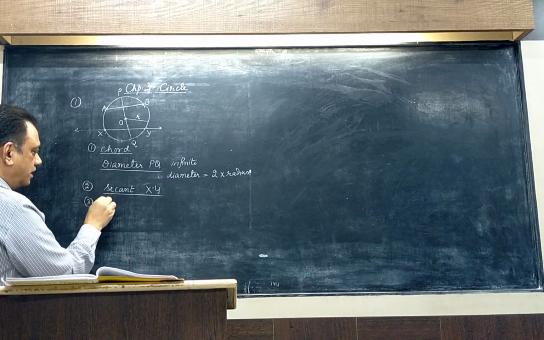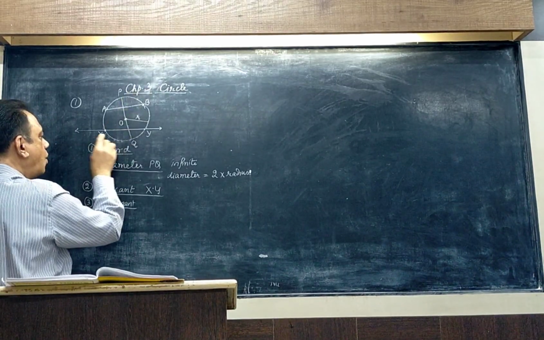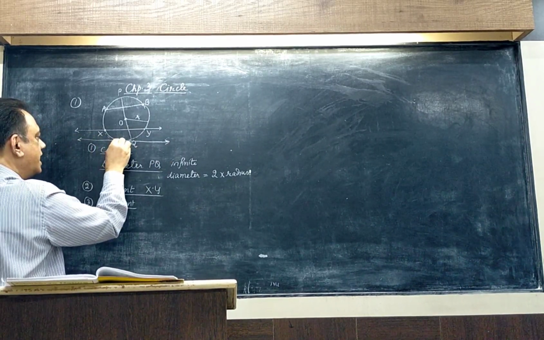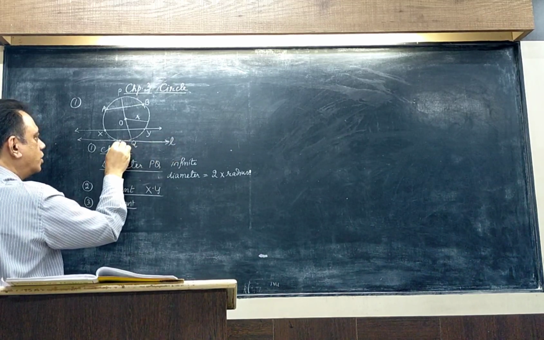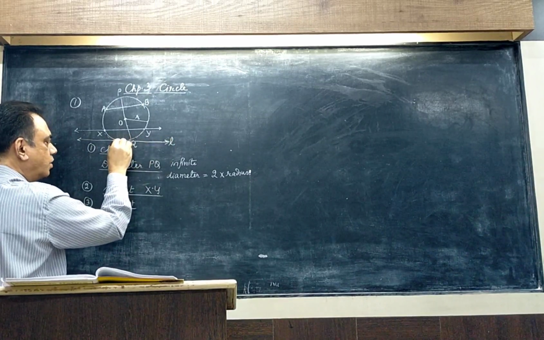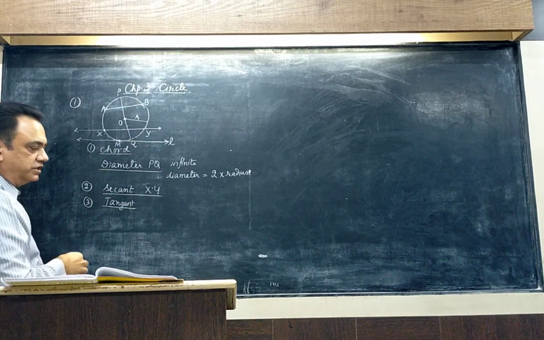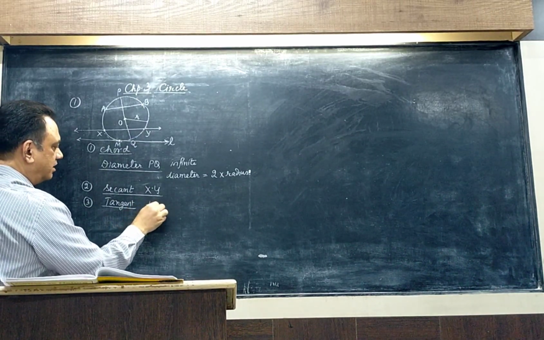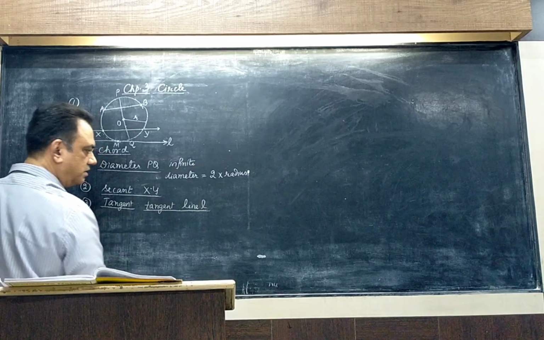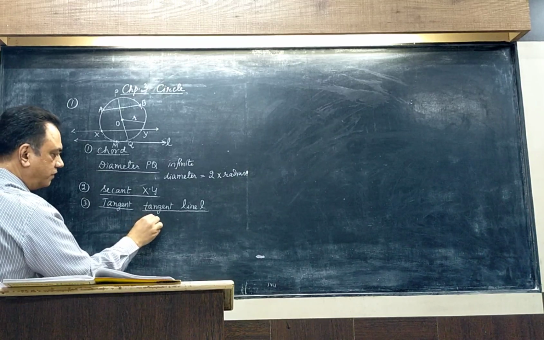Third point. Tangent. A line having only one point common with the circle. This is point M. This is a line L having only one point common with the circle, is called a tangent to the circle. So the tangent I've drawn is line L. And the common point is called the point of contact.